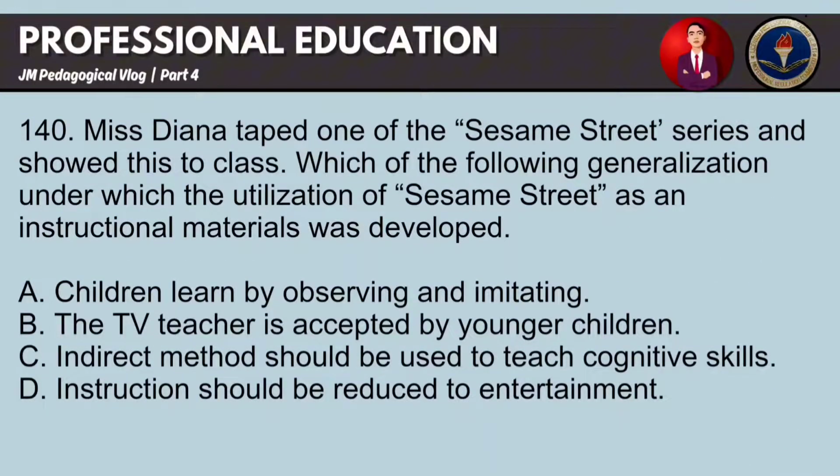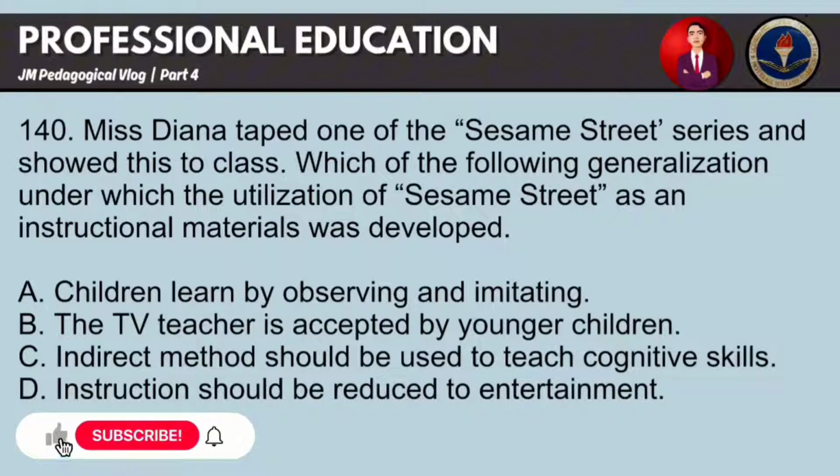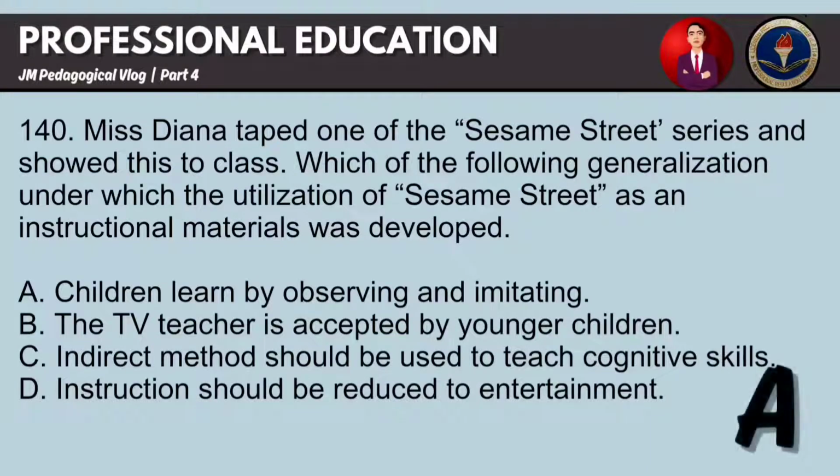Miss Diana taped one of the Sesame Street series and showed this to class. Which of the following generalizations under which the utilization of Sesame Street as an instructional material was developed? A. Children learn by observing and imitating. B. The TV teacher is accepted by younger children. C. Indirect methods should be used to teach cognitive skills. D. Instruction should be reduced to entertainment. The answer is A. Children learn by observing and imitating.